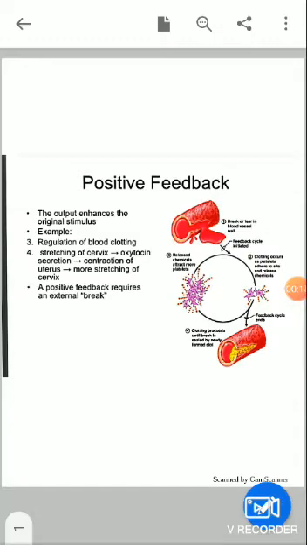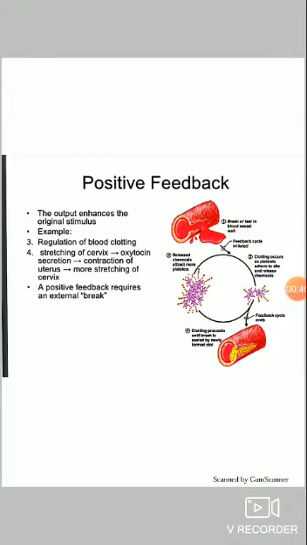It is a system in which the output, that means the product, increases or enhances the original stimulus. Original stimulus means the reactant of the reaction. So, in a positive feedback system, the output or the product of a reaction increases the effect of the original stimulus or the reactant of the reaction.